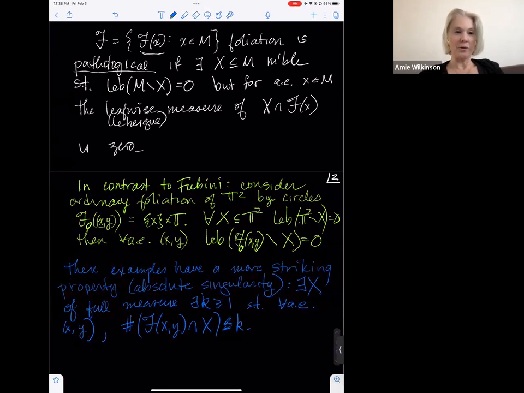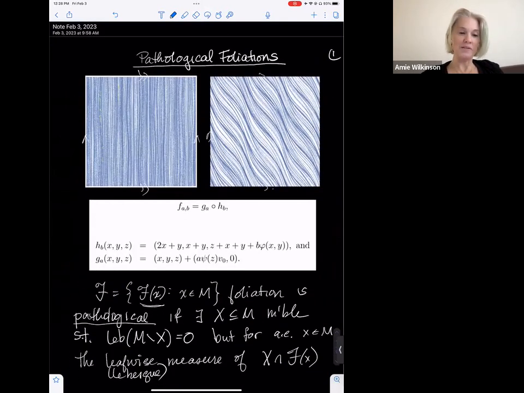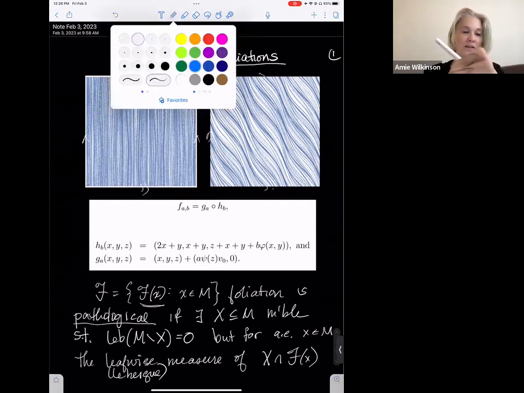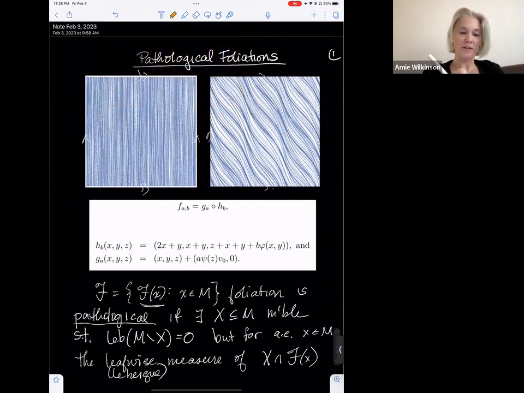So what that means is that for almost every point, if I look at the leaf of the foliation through this point, I can select, maybe 5 points out of the leaf. And if I do this for almost every point, I actually can build a set of full measure in the square. So it's kind of weird. You think about it, okay?